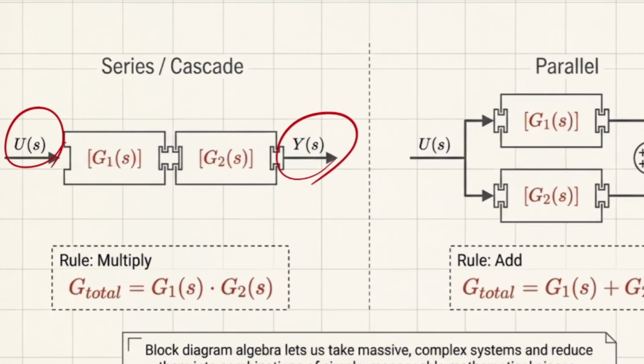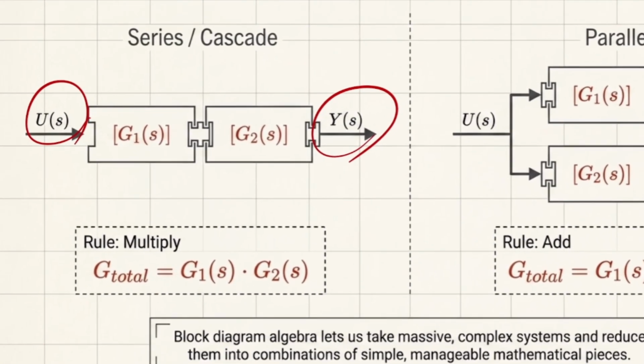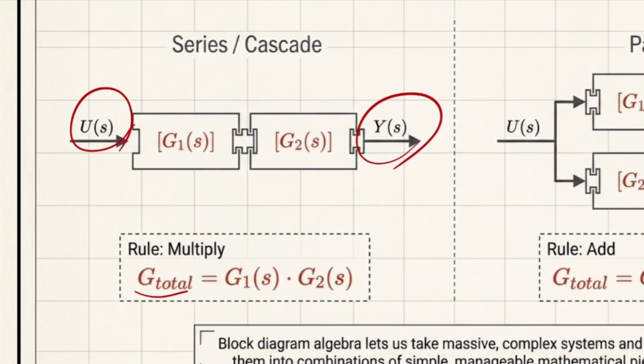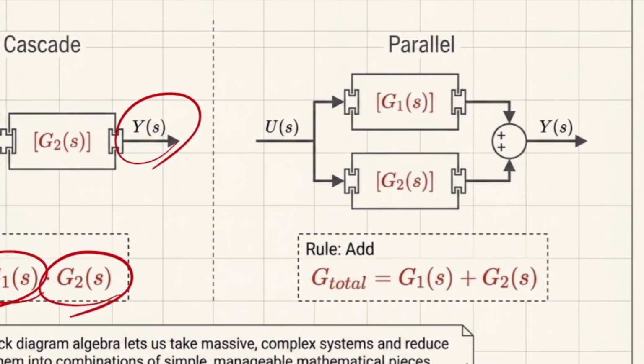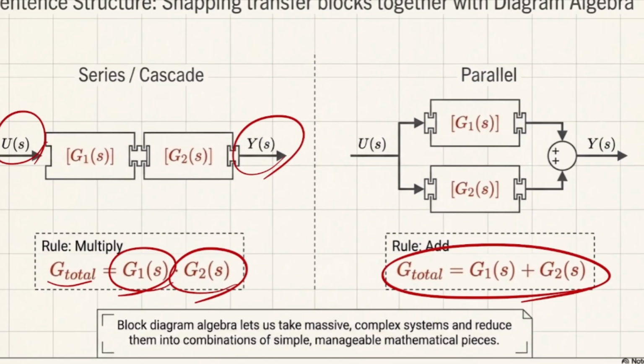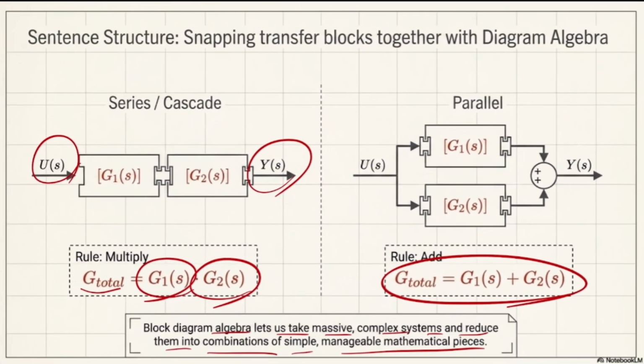So at this point, when I have two systems in series, or a cascading model of my controller, because obviously we don't only have one controller, the total transfer function is going to be G1(s) times G2(s). On the other hand, if you have them in parallel, we are going to add them up. Block algebra lets you take a massive complex system and reduce it into a combination of simple, manageable mathematical pieces.